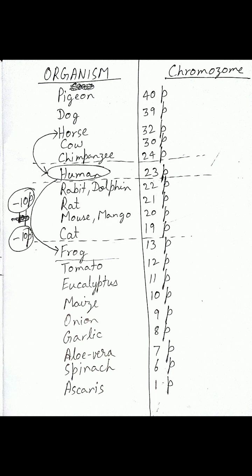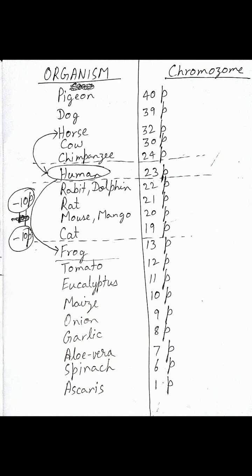And similar to that is garlic. Whenever you prepare chicken, you tend to use both onion and garlic. Onion is of similar appearance, and garlic is also of similar appearance. So you'll be able to remember that. So 9 is for onion and 8 is for garlic. So garlic has 8 pair of chromosomes.